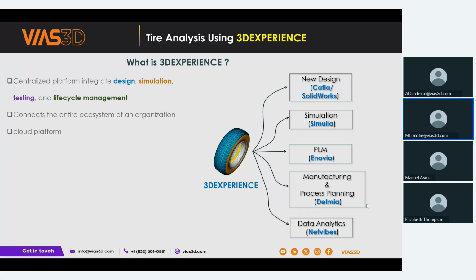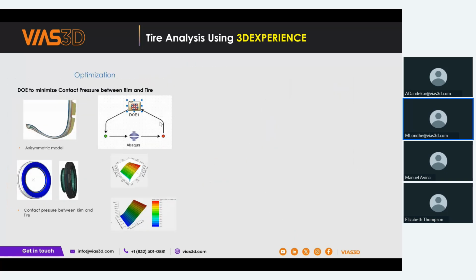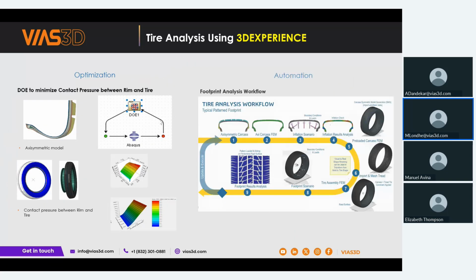So this is the cloud-based platform where, on a single platform, you can monitor the entire product development cycle. So it is very time efficient and cost effective. Faster design iteration and democratization for the designers are the key characteristics of this 3D Experience platform. Optimization and automation are also important factors that come along with the 3D Experience.